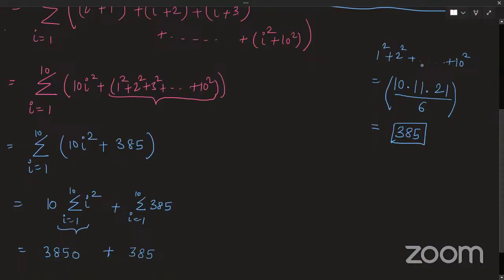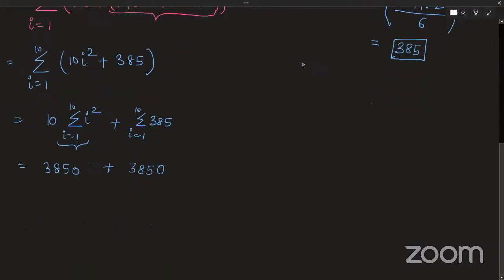See, i is going from 1 to 10. Yes, it will be 3850, correct. It will be 3850 because i is going from 1 to 10, so this will get multiplied by 10. So my final answer will be 7700.